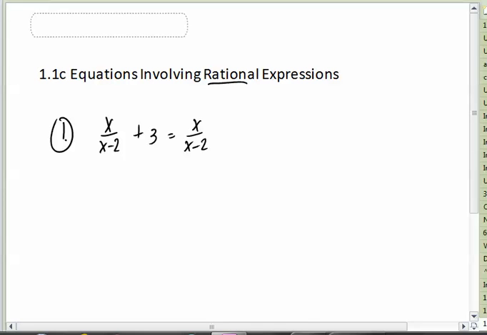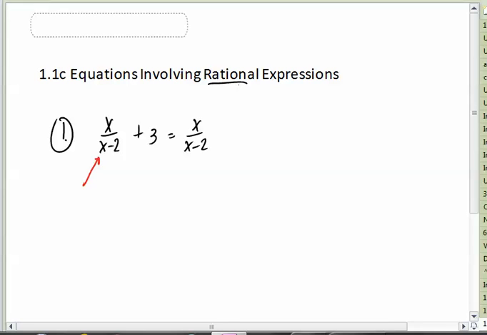We're going to be solving equations involving rational expressions. Now, when we have a rational expression in our equation, we basically mean this: you notice up to this point on these 1.1 videos, we haven't had x in the denominator. When a variable is in the denominator, that's what we mean when we're talking about rational expressions.